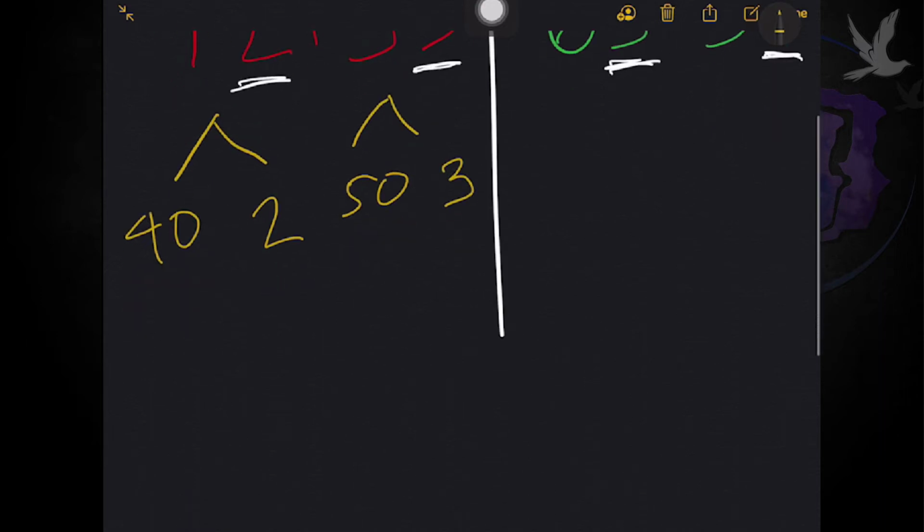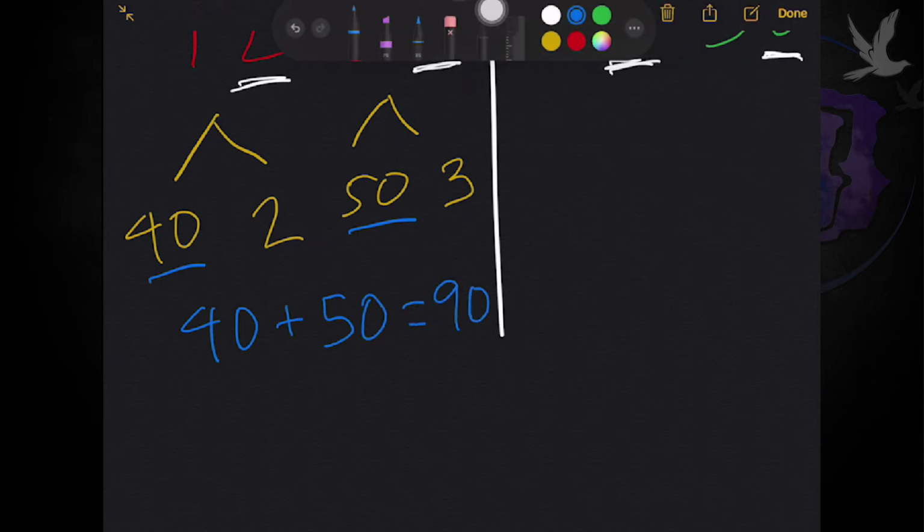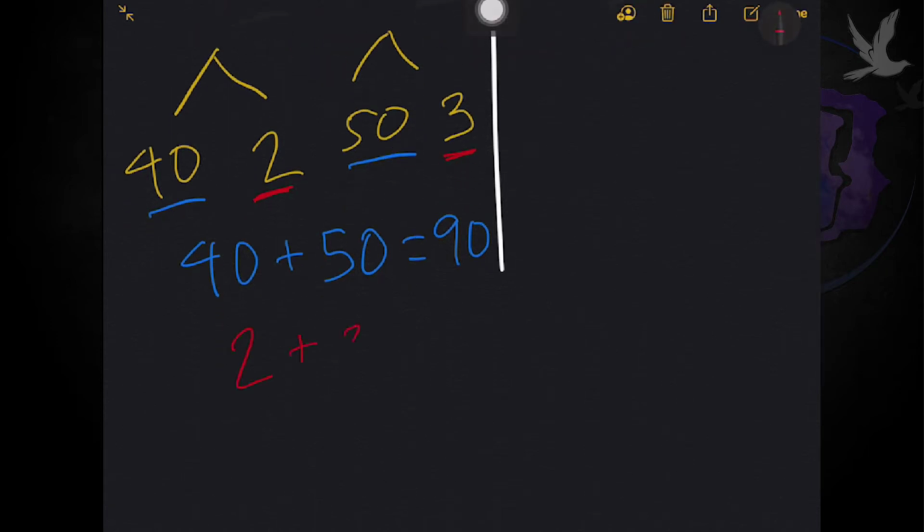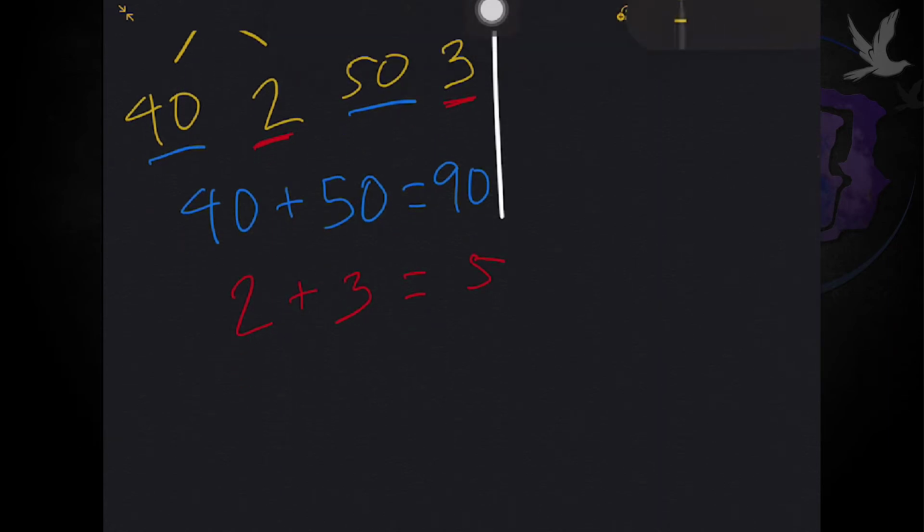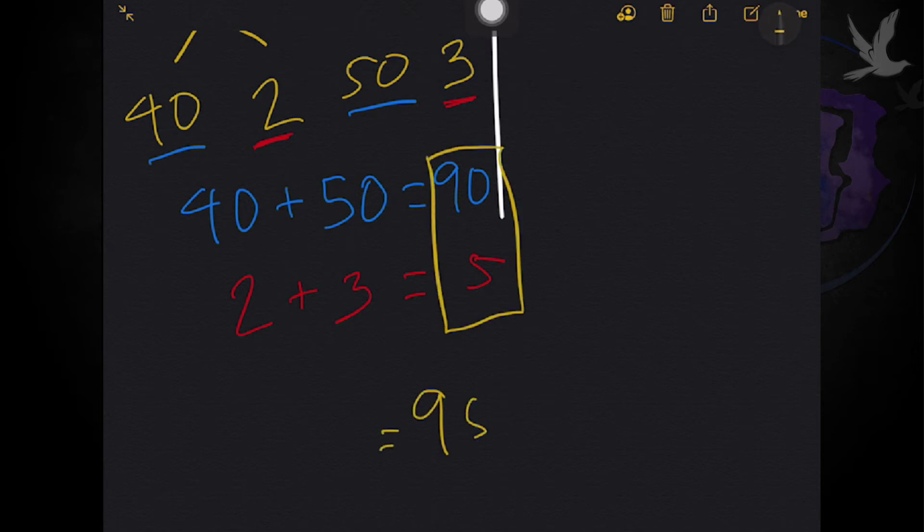Then all you have to do next is to add the tens. It's in your book on pages 43 to 44. So 40 and 50, add the tens values first, which will give you 90. Then next, add the ones, which is 2 and 3, which will give you 5. And finally, adding 90 and 5 will give you 95.